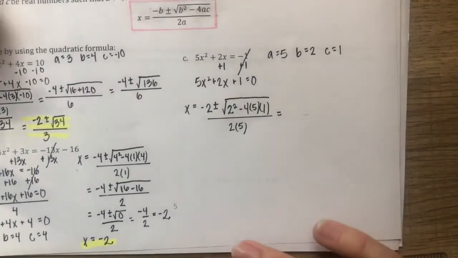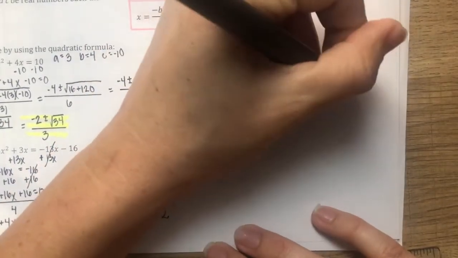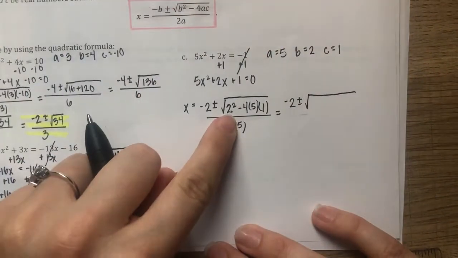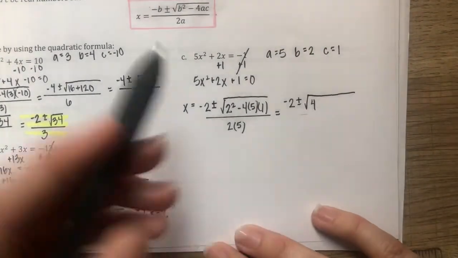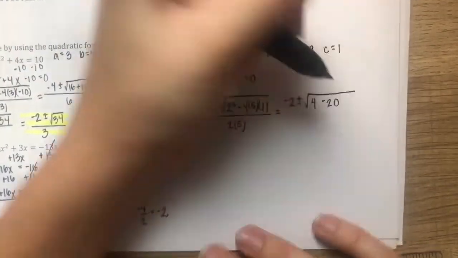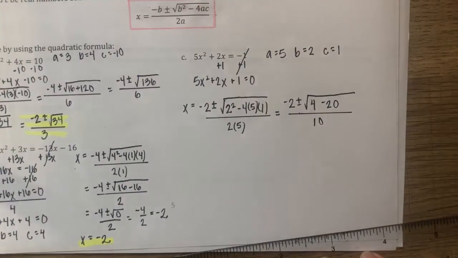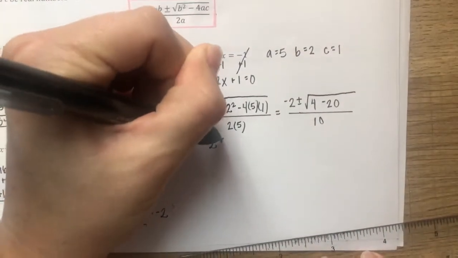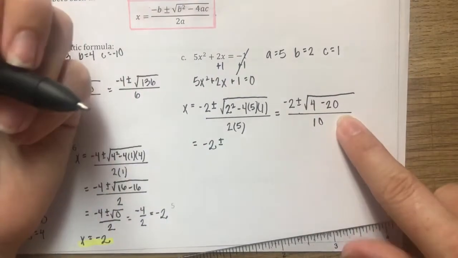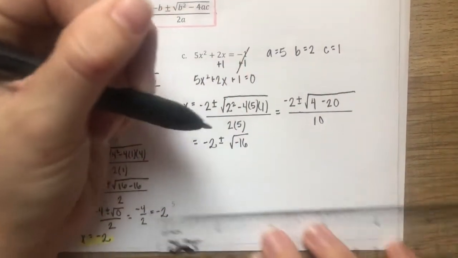Then I can start simplifying inside the radical, so negative 2 plus or minus square root of b squared, so 4, minus 4 times 5 times 1, so minus 20, and then over 2 times 5, so over 10. Negative 2 plus or minus, if I do 4 minus 20 inside the radical, it's negative 16, so the square root of negative 16, over 10.